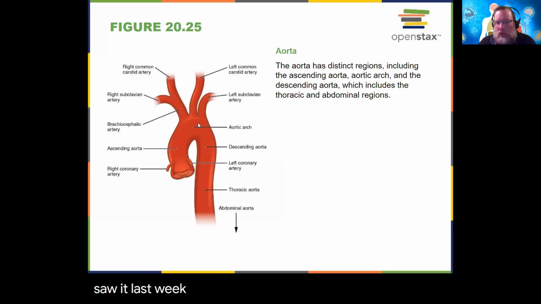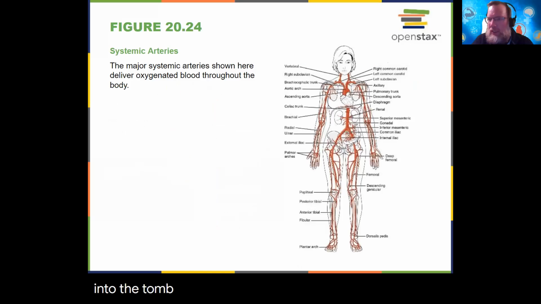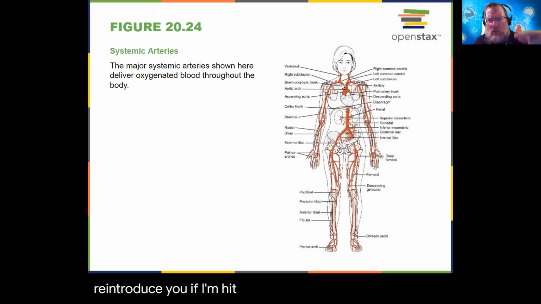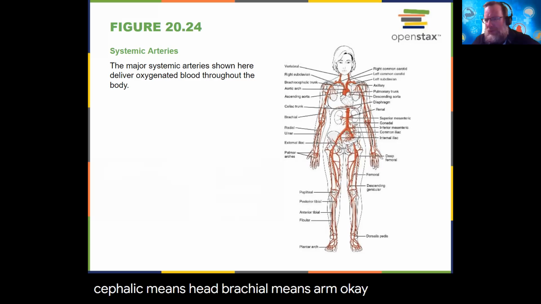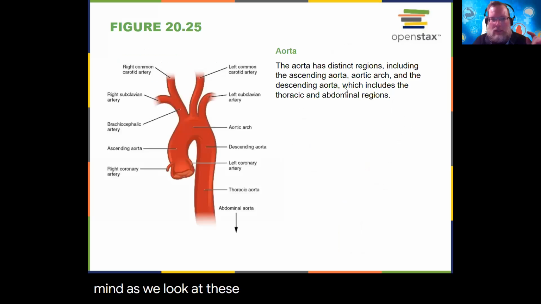We have three major branches that come off of that aortic arch, and they're sort of alphabetized. And now, before I go into too much of the detail with these, I just want to briefly reintroduce you to what you already know. Cephalic means head, brachial means arm. You probably remember that, right? And then of course carotid, we're dealing with something in the neck. So keep that in mind as we look at these next two.